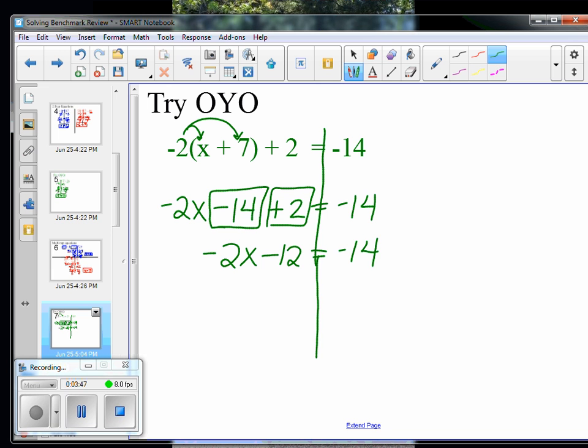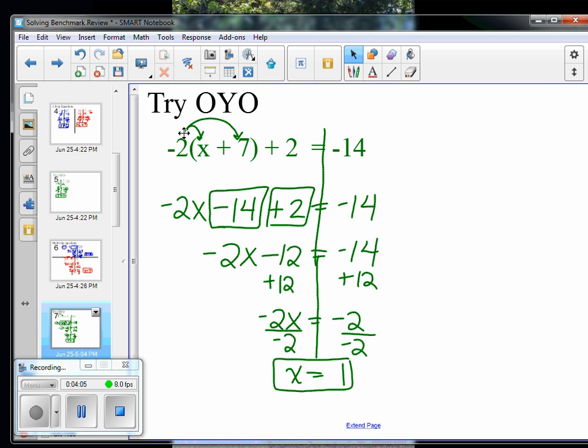And again, now it's a simple two-stepper. You get rid of your subtract 12 by adding. Negative 14 plus 12 is negative 2. And this is multiplication, so I divide. Anything divided by itself is 1.